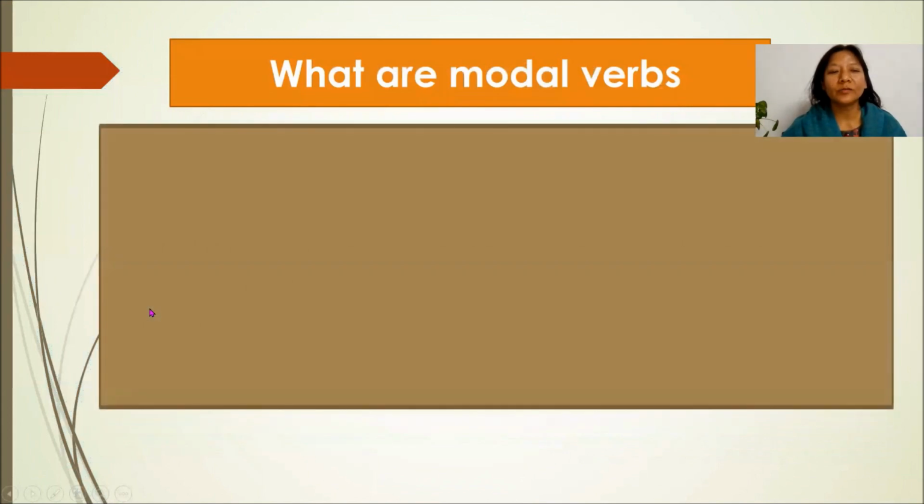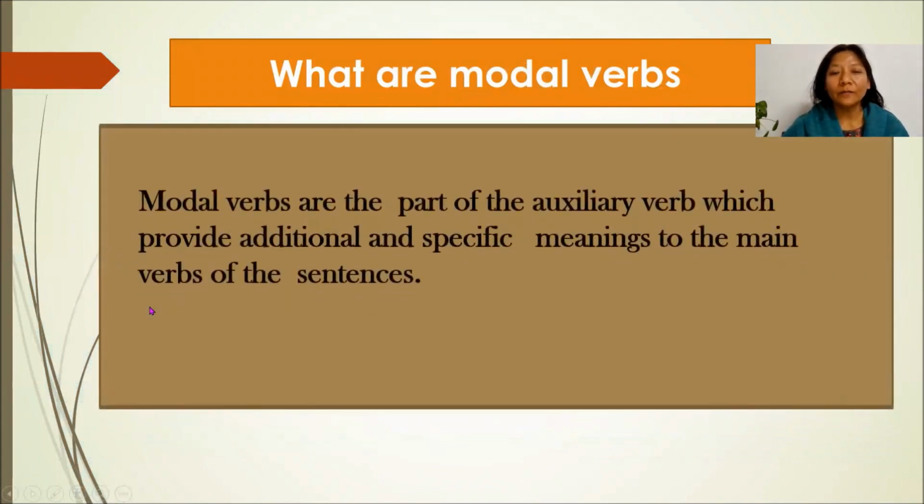Modal verbs are the part of the auxiliary verb which provide additional and specific meanings to the main verbs of the sentences. For example, he can read, it may rain.